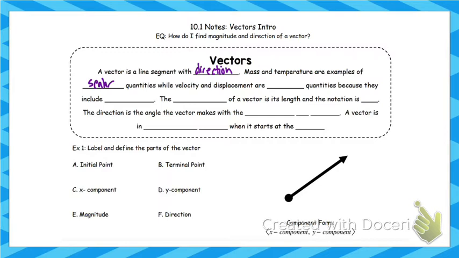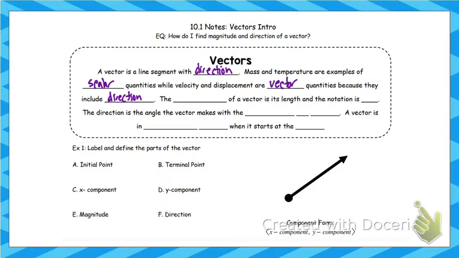But things that you did in physics, like velocity and displacement, those are examples of vector quantities, because they include direction. So it's not just how fast you're going, that's your speed, but velocity shows your speed and your direction. Displacement, again, it includes that direction in it.